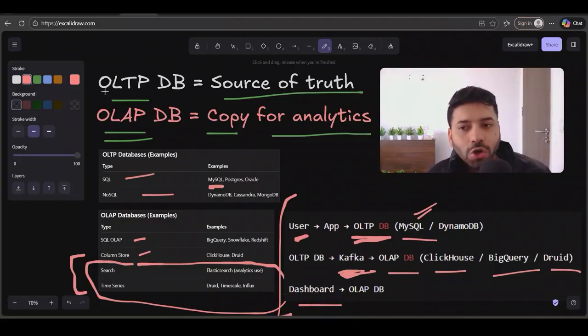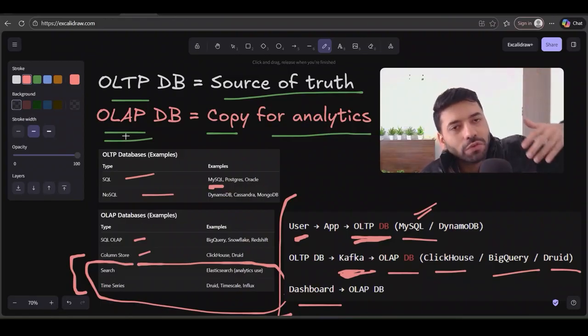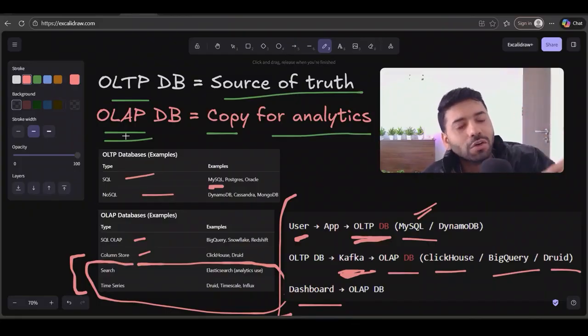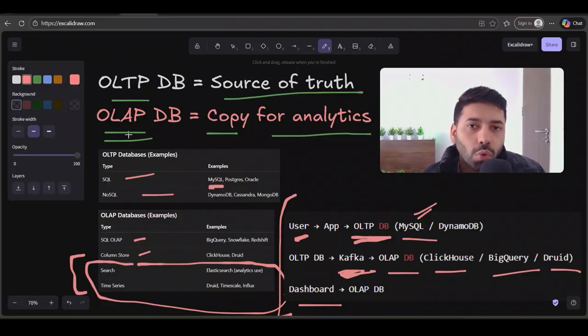Mostly when we talk about OLAP, we don't do delete operations or update operations. We just keep appending the data, so it has a lot of data, and then we just perform read operations or aggregations on that whole data. So this was about OLTP versus OLAP, which is a very famous interview question.